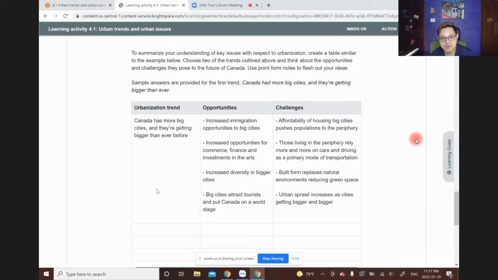Increased opportunities for commerce, which means selling, trading, finance, and investment in the arts. They're talking about the arts now. Actually, Canadians invest a lot in art, and I'm sure about it. They respect all forms of art.